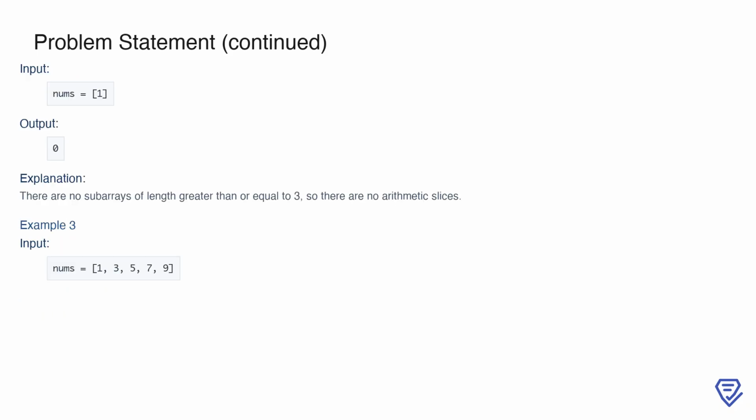Now take the second example where nums is 1. The output here is 0 because there are no subarrays of length 3 or more. Remember, the definition of an arithmetic slice requires a subarray to have at least 3 elements, and since this array only has 1 element, it's impossible to form any valid slices. This example highlights a key point: if the input array has fewer than 3 elements, the result will always be 0, as no subarray can meet the minimum length requirement.